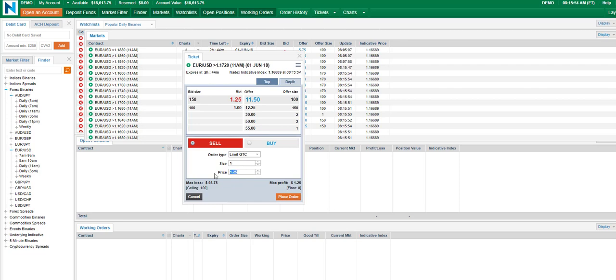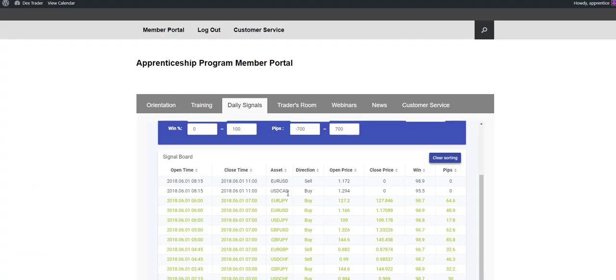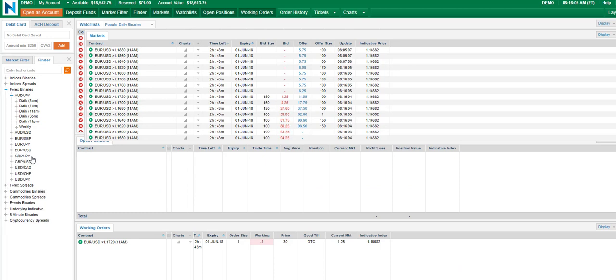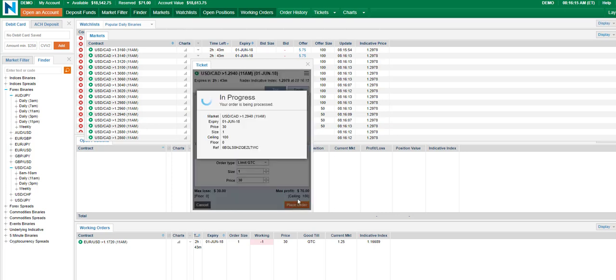Now, on this, I'm going to put $30, because that's what I'm looking to get. Close. And then I'll go back over, and I'm going to do the USD CAD on the buy, 29.40. 11 a.m. 29.40 on the buy. 30. Boom. Done. Place the order.